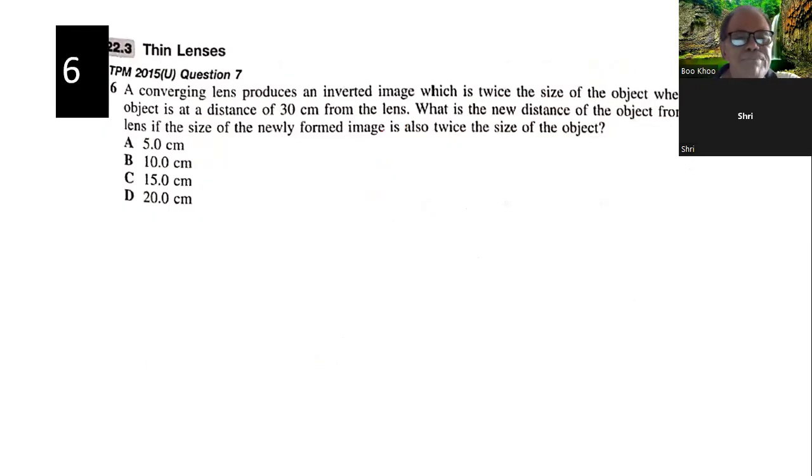A converging lens produces an inverted image which is twice the size of the object when the object is at a distance 30 cm from the lens. What is the new distance of the object from the lens if the size of the newly formed image is about twice the size of the object? Okay, what's the answer?